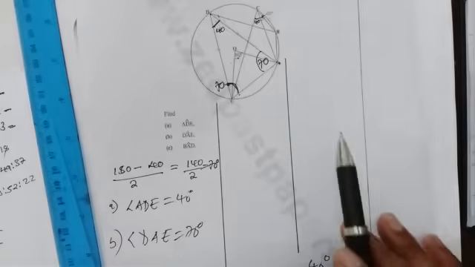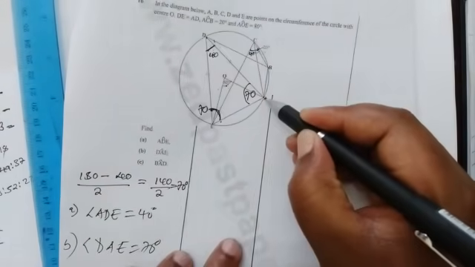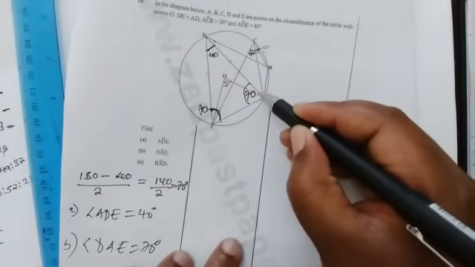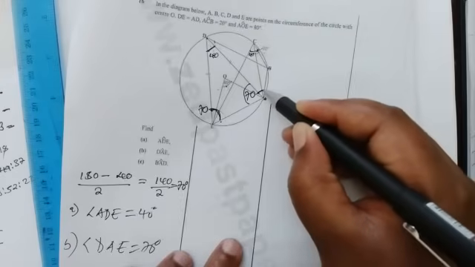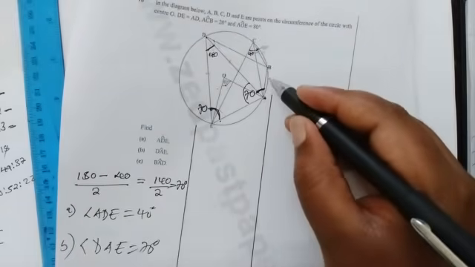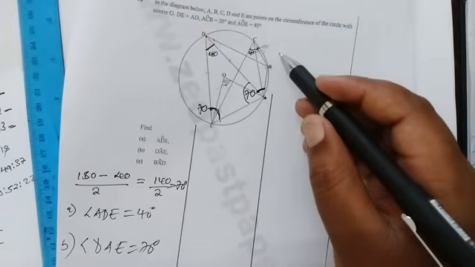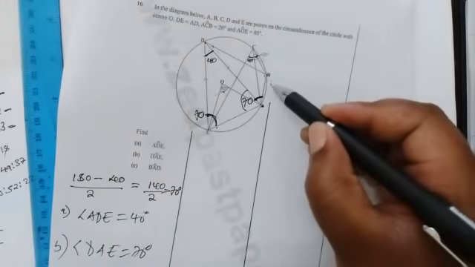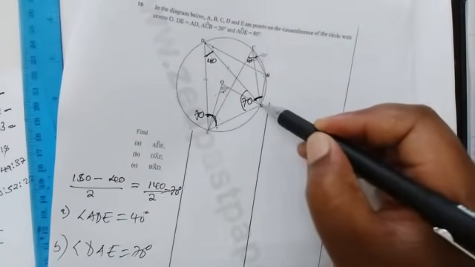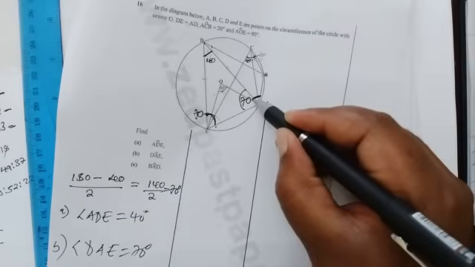BAD. This one. BAD. This angle here. All right. What is this angle? Okay, so what is this angle? Let's look at what we are talking about. We're saying BAD. This one. Okay, this one.